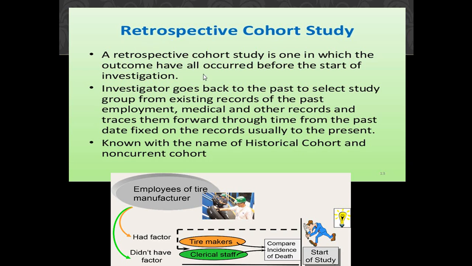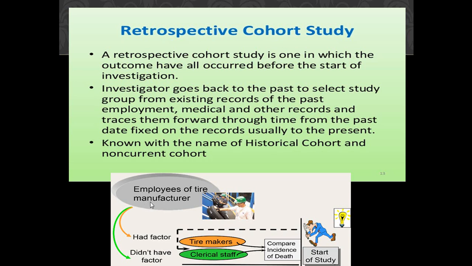the retrospective cohort study. Here it is one in which the outcome has all occurred before the start of the investigation. So the patients got the disease, either they are diseased or dead. Here, at the beginning of the study, the outcome is observed in all patients, while in the prospective it was not observed. Investigators go back to the past. Here, the investigator will go to the past and take information, studying a group from existing toward the past employment.